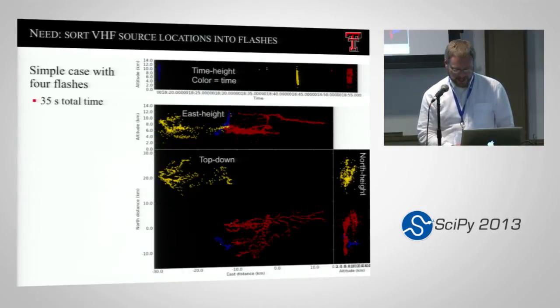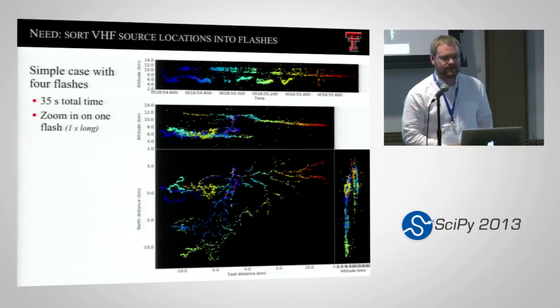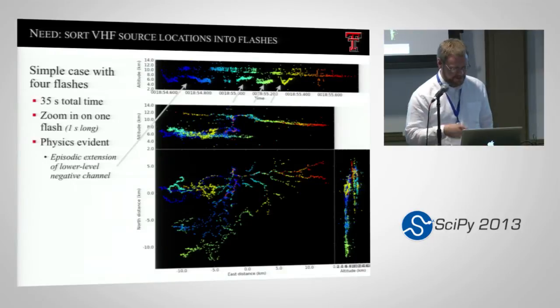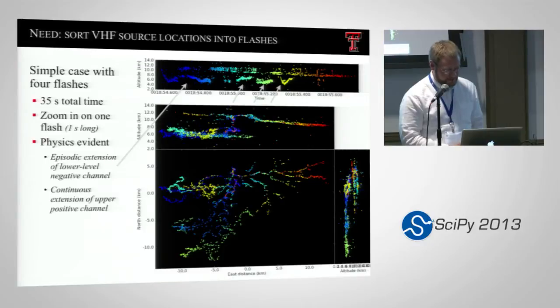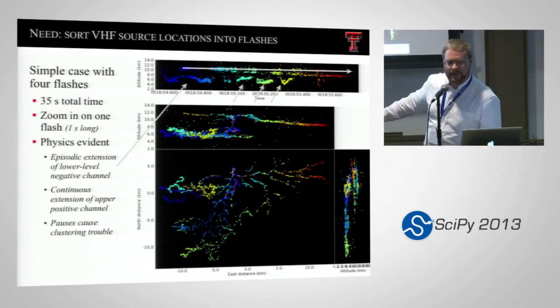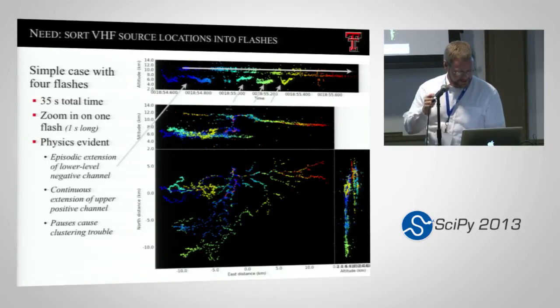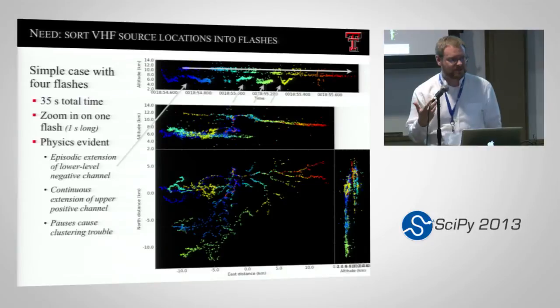If we zoom in on this red flash here, you can see there's loads and loads of resolution in the data. This is about 1 second worth of data produced by a relatively large flash. Color indicates time in this plot, so evolving from blue through green to yellow and red. We can see some physics here, which is why I care to run the instrument. You can see this episodic extension of the lower level negative channel, and then there's a continuous propagation in this upper positive channel. And if you compare the colors, say, in this southern portion of the flash, you can see that there's some pauses in the extension. So you get this continuous extension for a while in the blue and then a pause in the green. And we're going to talk about clustering this stream of point data into lightning flashes, and those pauses cause us some trouble, as you'll see later.